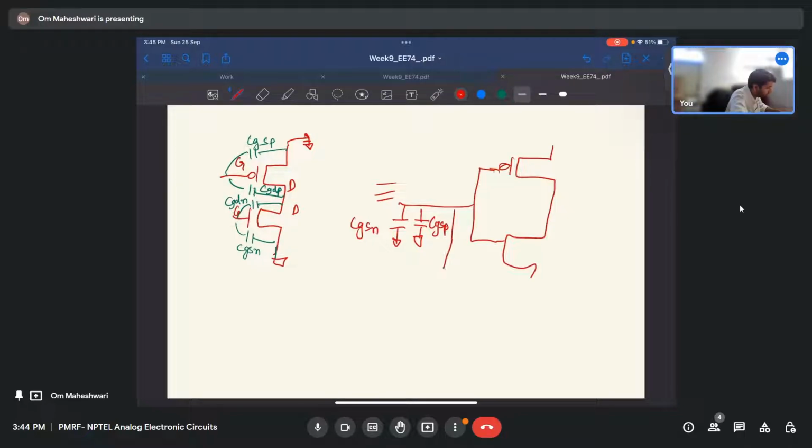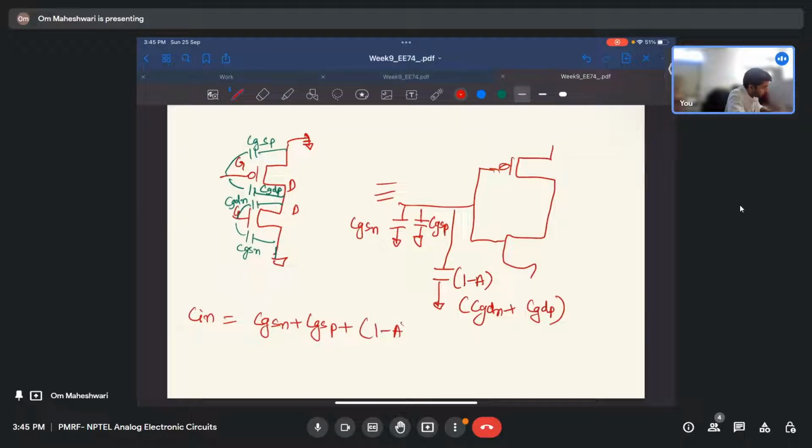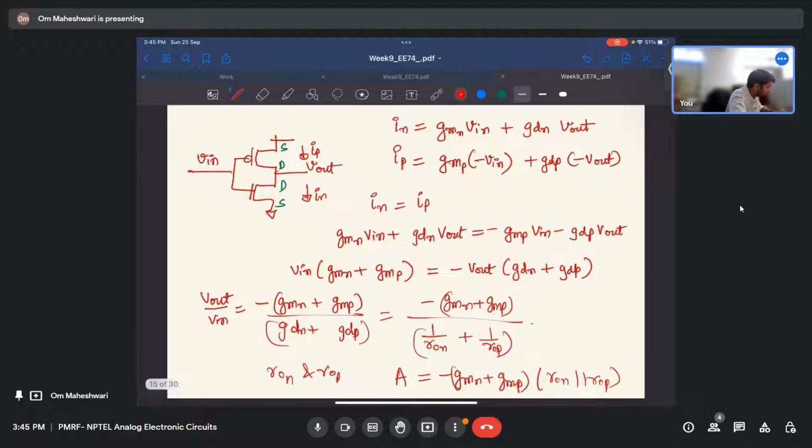So we can get one more, 1 minus A times CGDN plus CGDP, right? So our total Cn equals CGSN plus CGSP plus 1 minus A times CGDN plus CGDP. So CGSN and CGSP is COXN plus COXP plus 1 minus A, which we calculated. So what was A? This is A. Let me write it there.